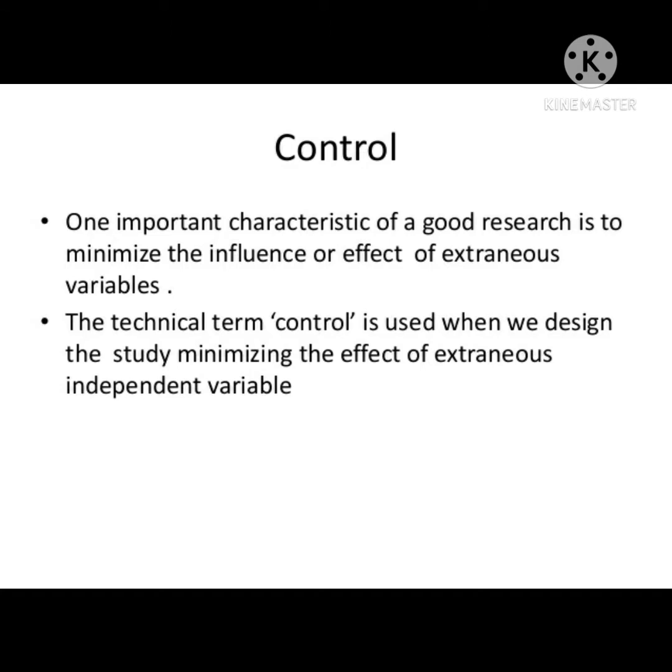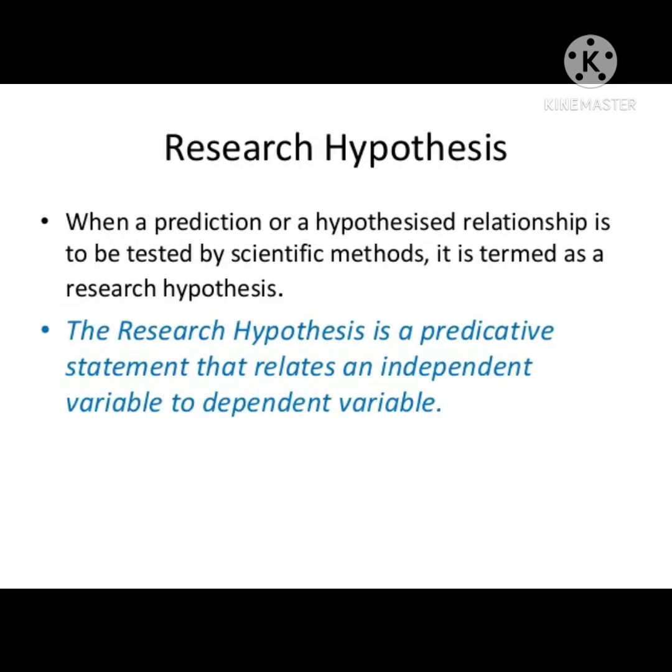Control. An important characteristic of good research is to minimize the influence or effect of extraneous variables. The technical term control is used when a study is designed to minimize the effect of extraneous independent variables. Research hypothesis. When a prediction or hypothesized relationship is to be tested by scientific methods, it is termed a research hypothesis. A research hypothesis is a predictive statement that relates an independent variable to a dependent variable.